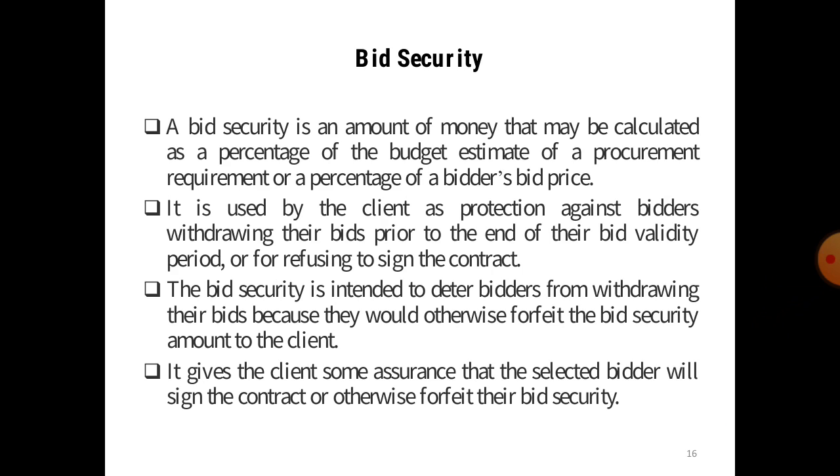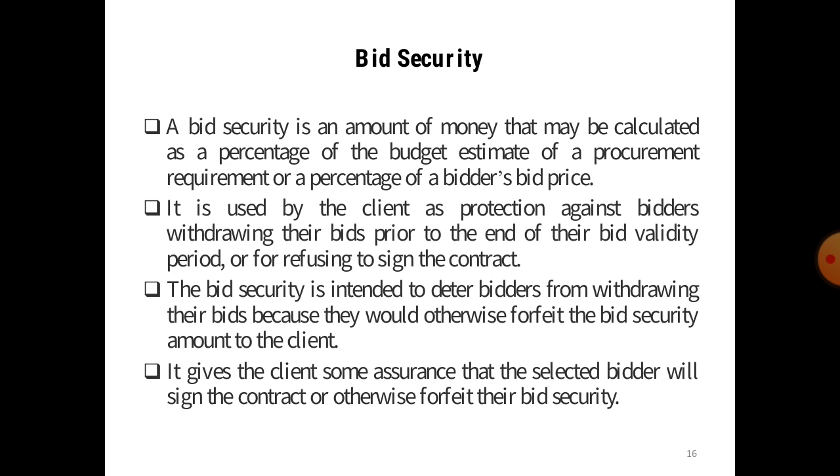So bid security is an amount of money that may be calculated as a percentage of the budget estimate of a procurement requirement or a percentage of the bidder's bid price. So here some amount is estimated as a bid security in the form of a percentage, and it is used by the client as a protection against the bidder withdrawing their bid prior to the end of their bid validity period or refusing to sign the contract.